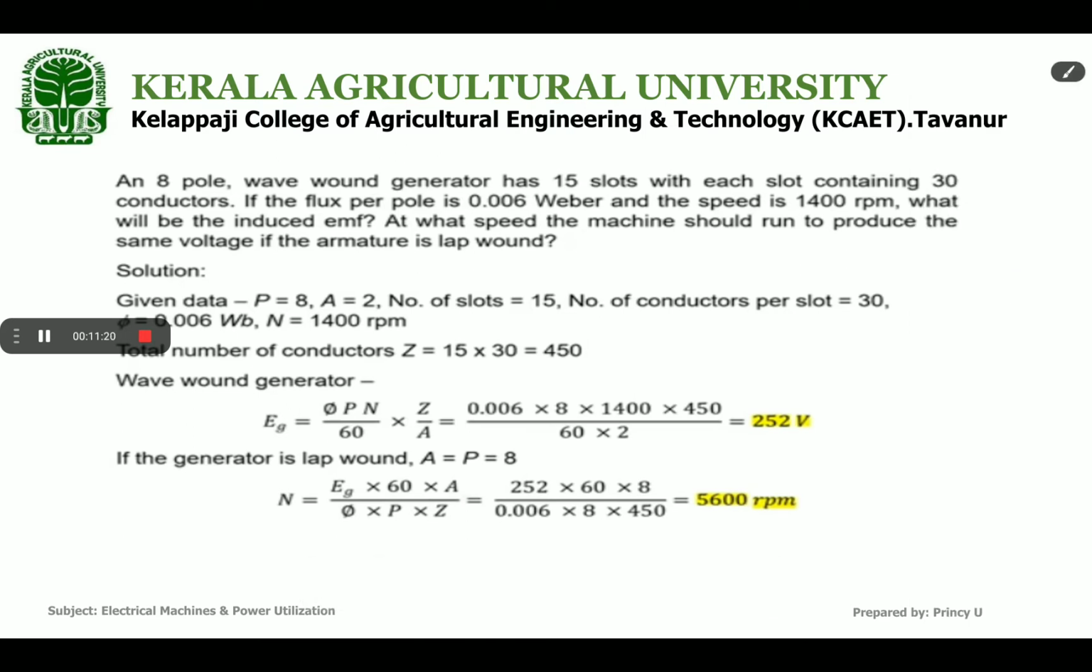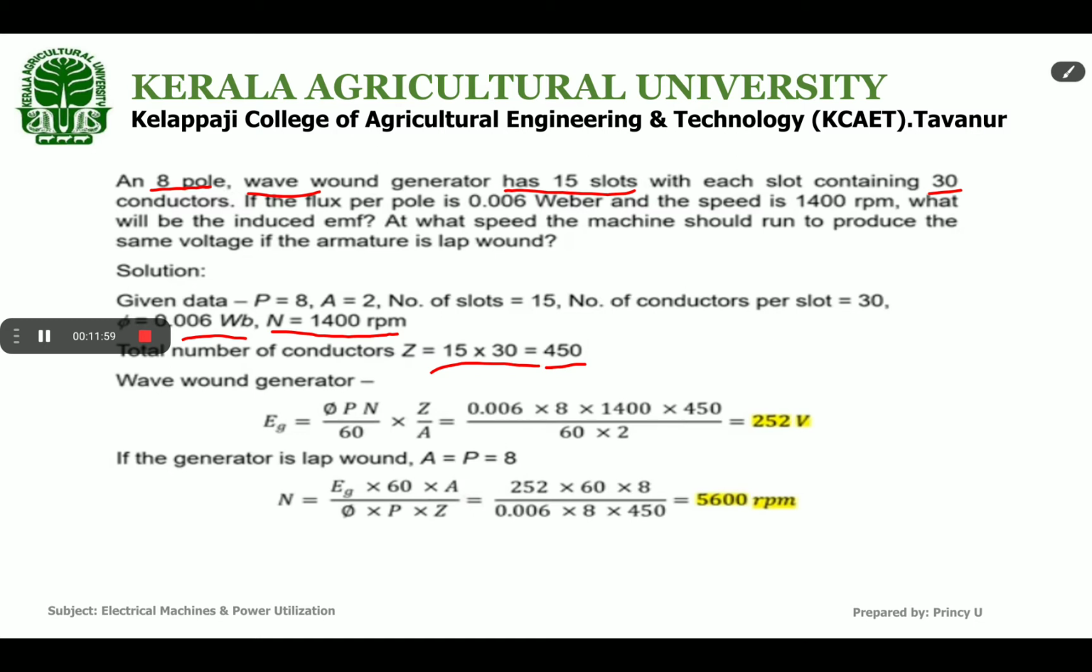An 8-pole, so number of poles is 8, and wave wound generator. Note that it is a wave wound generator has 15 number of slots with each slot containing 30 conductors. So 15 into 30 is the total number of conductors, that is 450. Z is 15 into 30. And the flux per pole is given, phi is 0.006 Weber. And the speed N is given as 1500 RPM. And what will be the induced EMF?